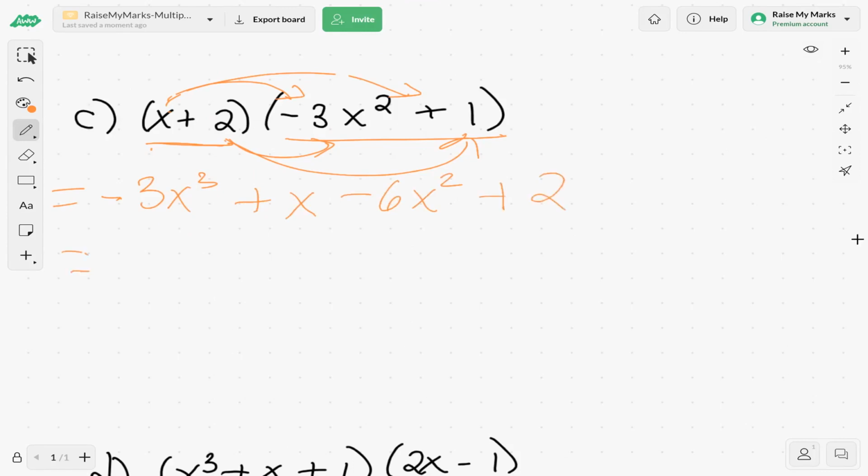Let's combine like terms, if any. Do we have any? Doesn't look like we do. So I think we're left with -3x cubed. Let's order things from greatest to least degree or power of our variables. So -3x cubed minus 6x squared plus x plus 2.